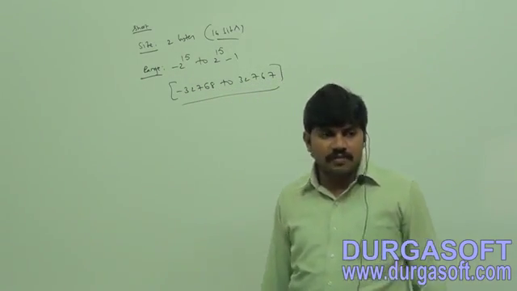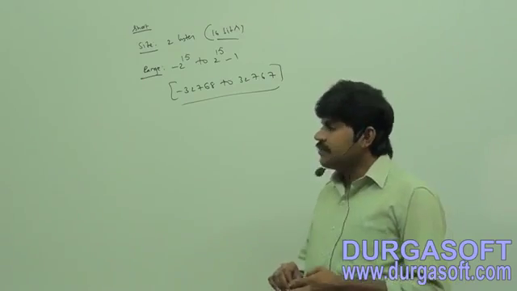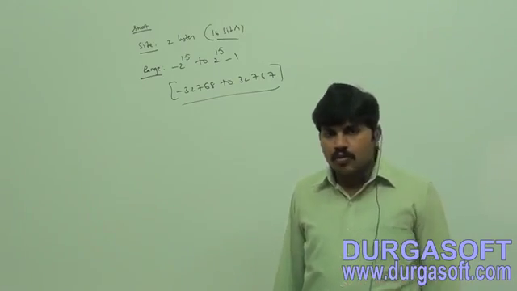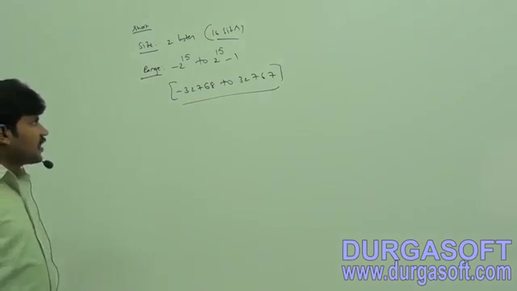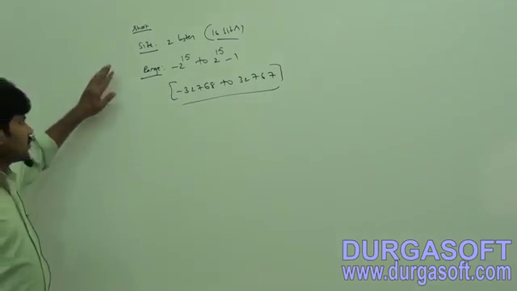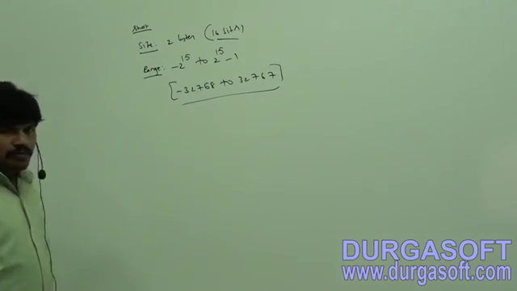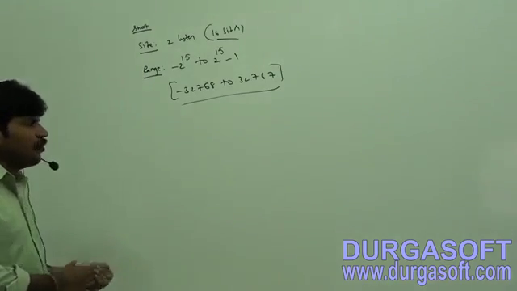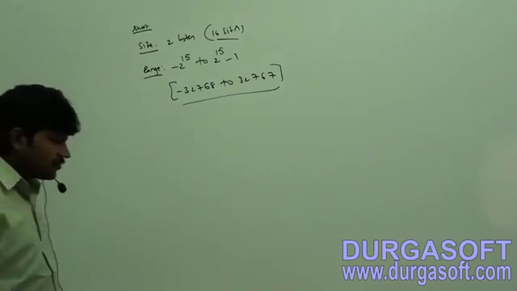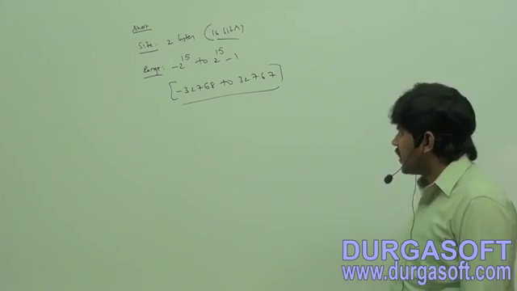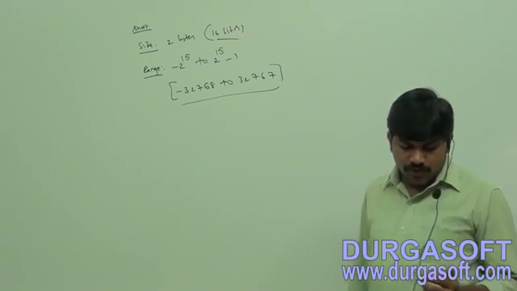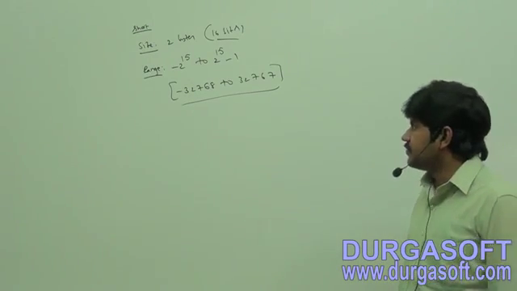Most rarely used data type in Java. Next, size: 2 bytes, within brackets 16 bits. Range: minus 2 power 15 to 2 power 15 minus 1.